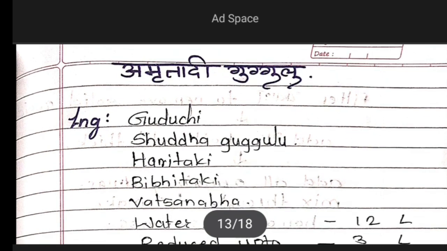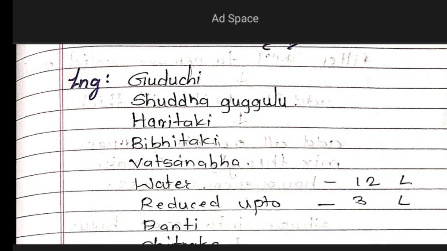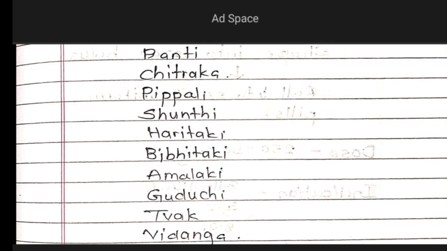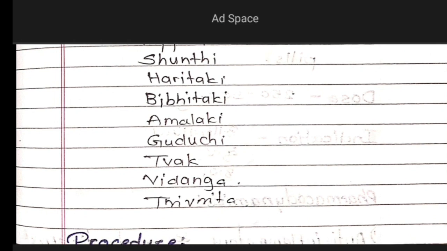Amrutadi Guggulu. Ingredients: Guduchi, Shuddha Guggulu, Haritaki, Brihati, Vatsanabha, water 12 liters, reduced to 3 liters. Danti, Chitraka, Pippali, Shunthi, Haritaki, Bibhitaki, Amlaki, Guduchi, Tvak, Vidanga, Trivrit.